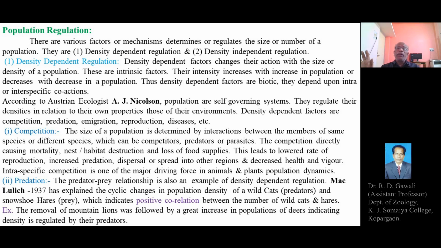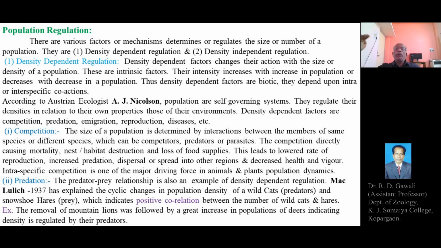Overcrowding means that when there is an increase in the number of individuals of the same or different species and the number of individuals in a population is at its maximum, it leads to overcrowding, and this leads to competition. The competition directly causes mortality, that is excessive mortality or the death of the individuals. Then this also leads to habitat or nest destruction, and thirdly, a loss of food supplies.